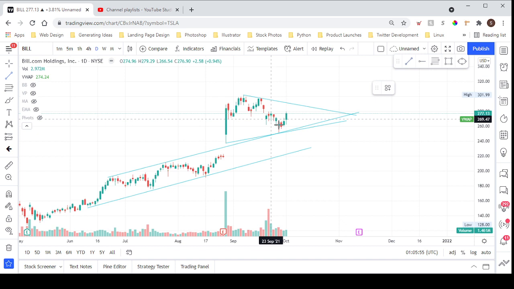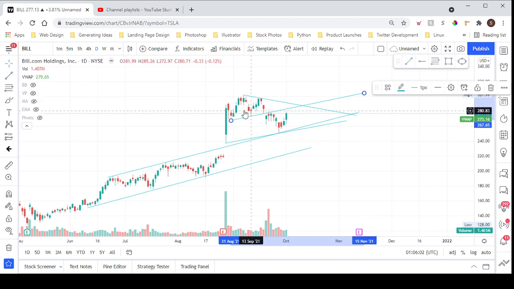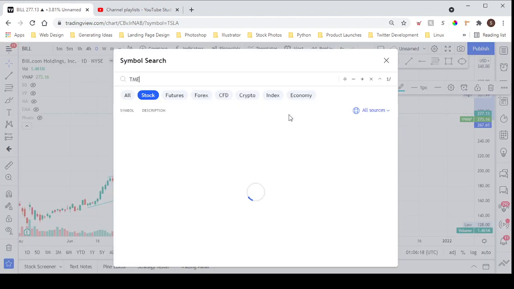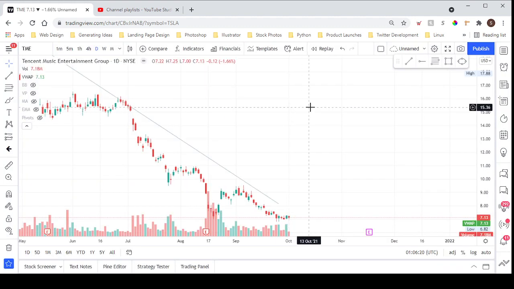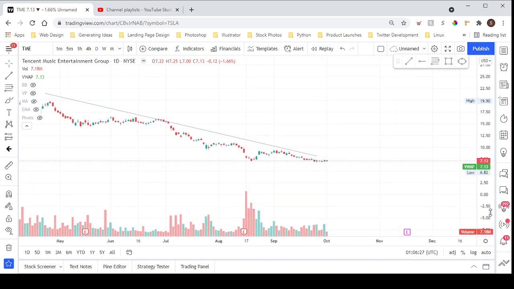Let's see here. Okay, so that's the line right there that's going to make a big difference for Bill. So it's aggressive, but if it breaks this line, it was previously a support line, and then it moved to a resistance line. If it breaks this line right here, definitely look into possibly getting into Bill. So these are all suggestions. I'm not making any guarantees, but you definitely got to keep a close watch on these things, especially when you start seeing patterns forming.